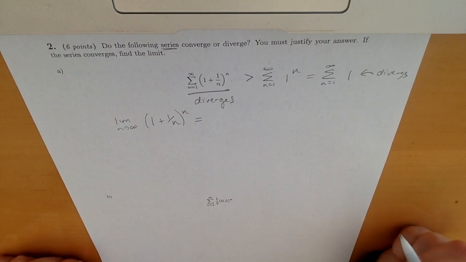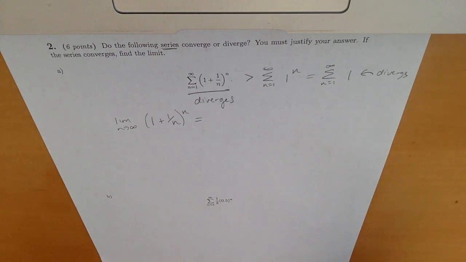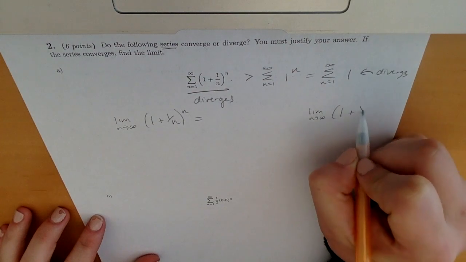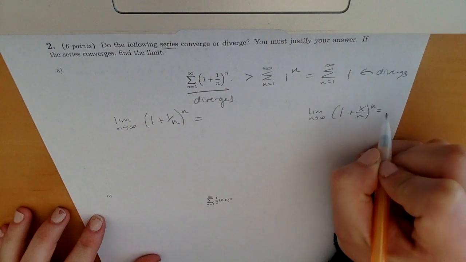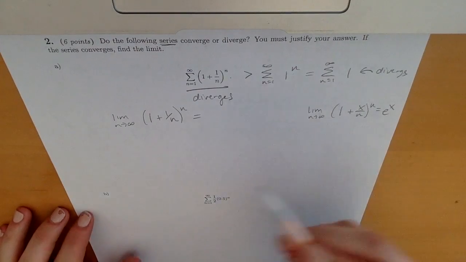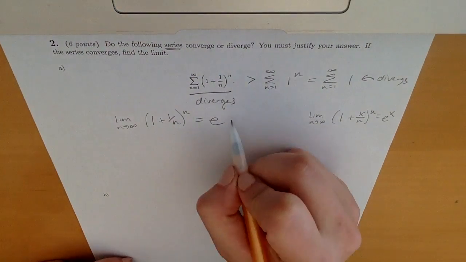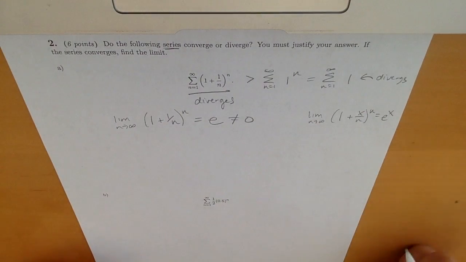Now, in, I believe, chapter 1, they give you this formula that says that the limit as n goes to infinity of (1 plus x over n) to the n is equal to e to the x for any x. Well, notice we've got x equals 1. So this is, in fact, just e. And e is not 0. It's bigger.